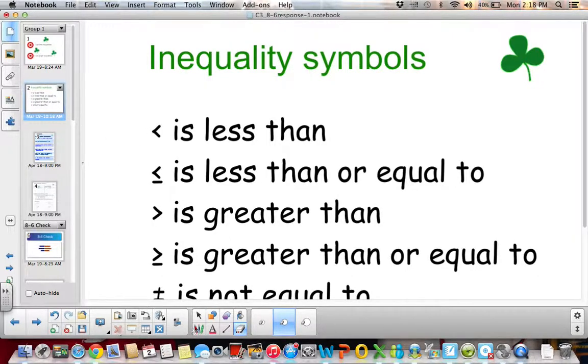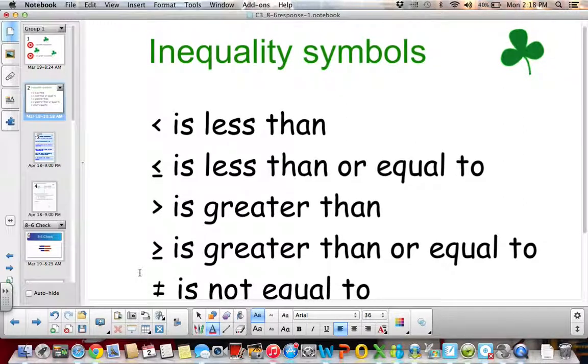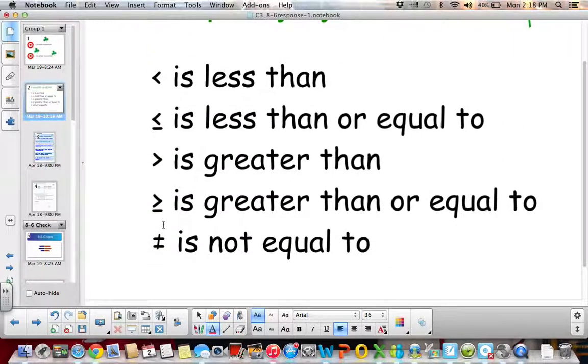So an inequality has different types of symbols. It could be less than, which is this sign, less than or equal to, so it has the line underneath it, which means or equal to. This sign is greater than, and this sign right here is greater than or equal to. And then we have an equal sign with a line through it, which is not equal to.